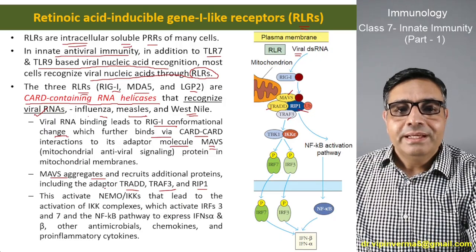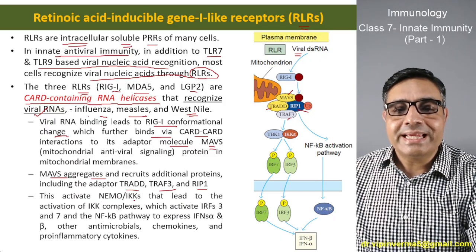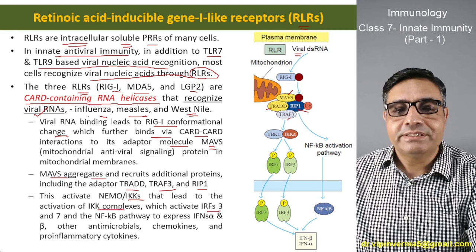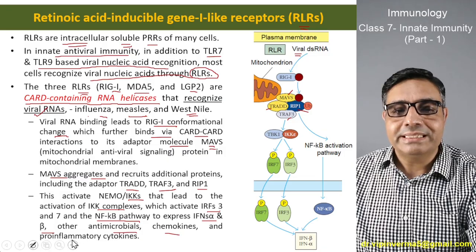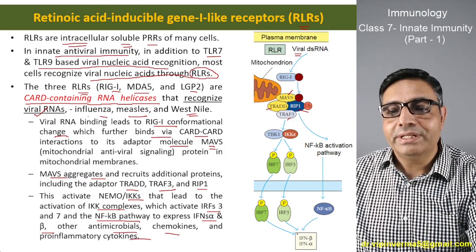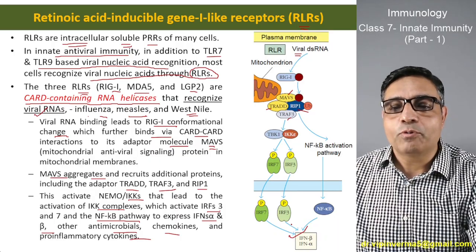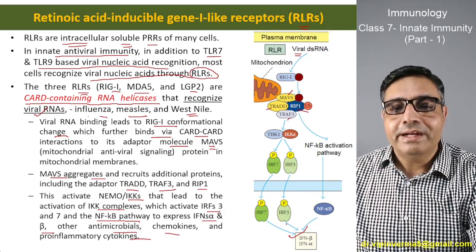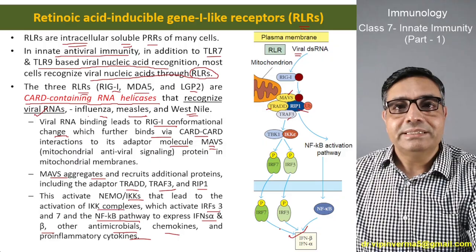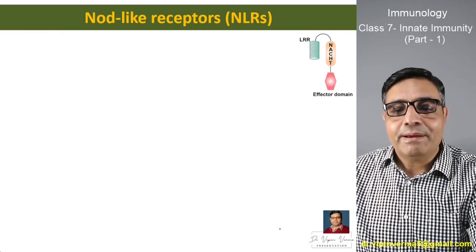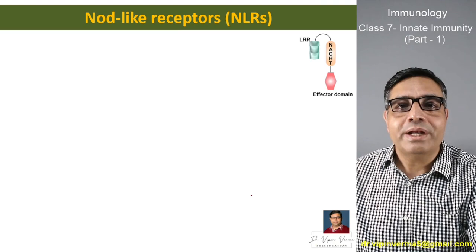Now this activates NEMO and IKKs, which lead to the activation of IKK complexes, which activate IRFs 3 and 7 and the NF kappa B pathway to express IFN alpha and beta, some other antimicrobials, chemokines, and pro-inflammatory cytokines. So the end result is the production of interferon alpha, interferon beta, and some antimicrobials and chemokines.